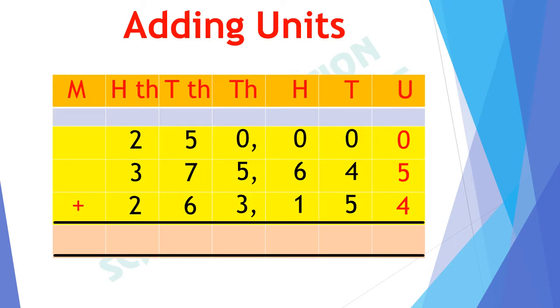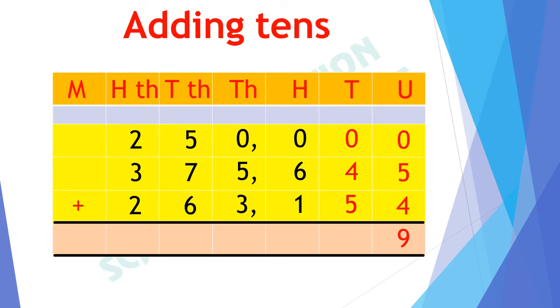To get the total population of the city, we will add the population of town A, town B and town C. We start from units. In 0 units, we will add 5 units. In 0, if we add 5, we get 5. In 5, we will add 4 and we get 9. Now we will add tens. In 0, if we add 4, we get 4. In 4, we will add 5. In 4, if we add 5, we get 9.